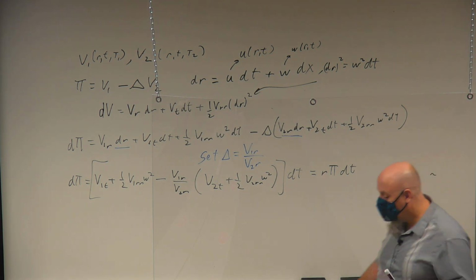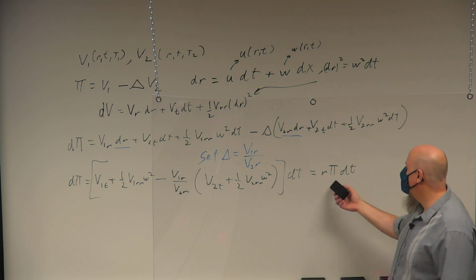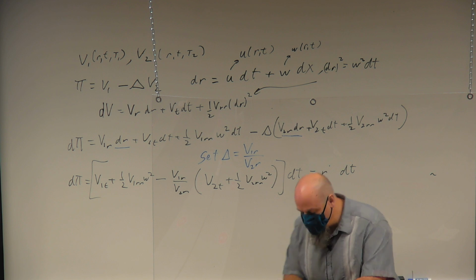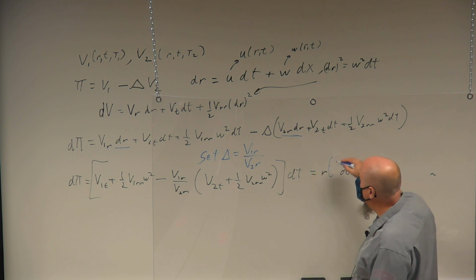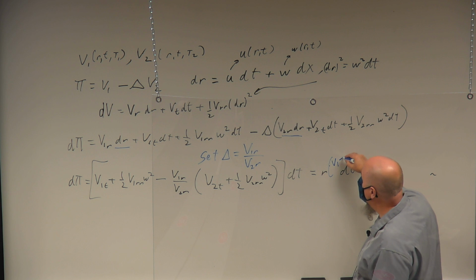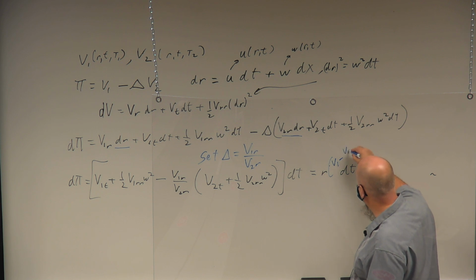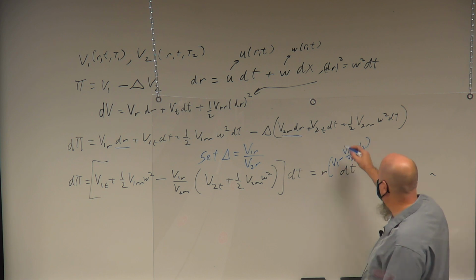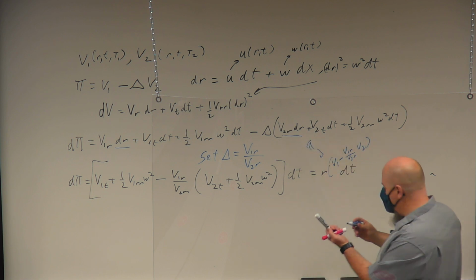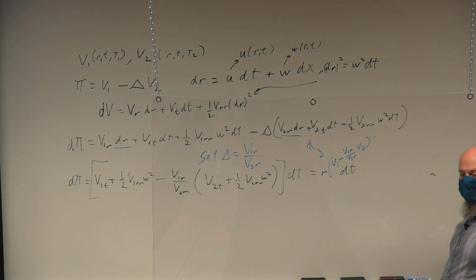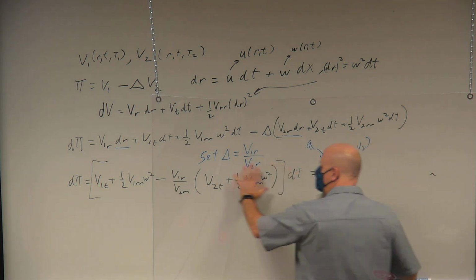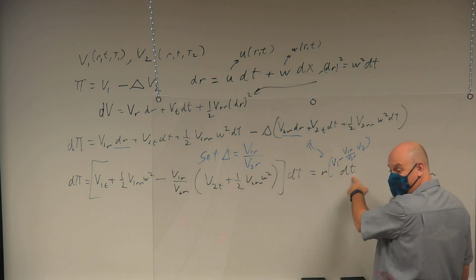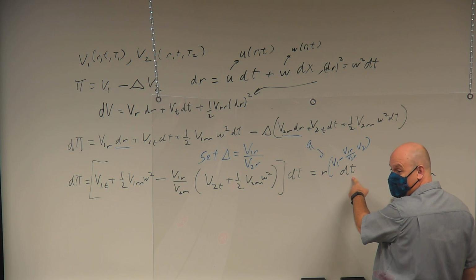And now, when I say invest pi dollars, what is pi dollars? Well, pi dollars would be V1 minus delta V2. That's how much pi dollars would be. So now I've got this expression dt equals this expression dt. I can cancel the dt's off both sides.